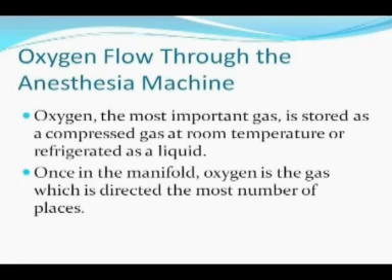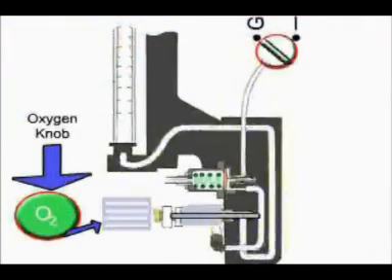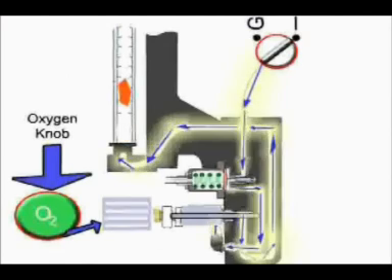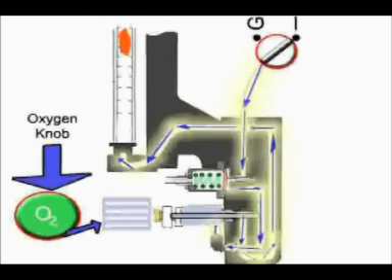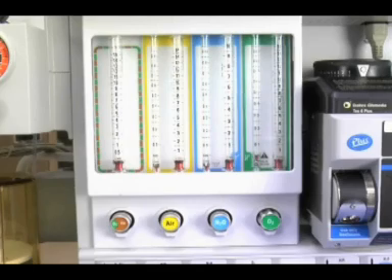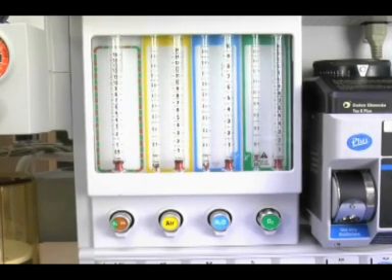Oxygen flow through the machine. Oxygen, the most important gas, is stored as a compressed gas at room temperature or refrigerated as a liquid. Once in the manifold, oxygen is the gas which is directed to the most number of places. Once the machine is turned on, oxygen goes to the flow meter assembly, and the oxygen concentration is measured before mixing with other gases, to the vaporizer, and exits the common gas outlet, and ultimately to the patient.